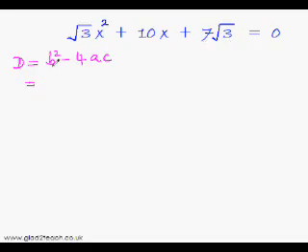So this means b square, that is 10 square, would be 100, minus 4, a is root 3 and c is 7 root 3. So now simplify this part, that is multiply the number part with the number part and the root part with the root part. 4 sevens are 28 and root 3 times root 3 will be just 3. Root will disappear. So 28 times 3 would be 84. So this will become 100 minus 84, that is 16.